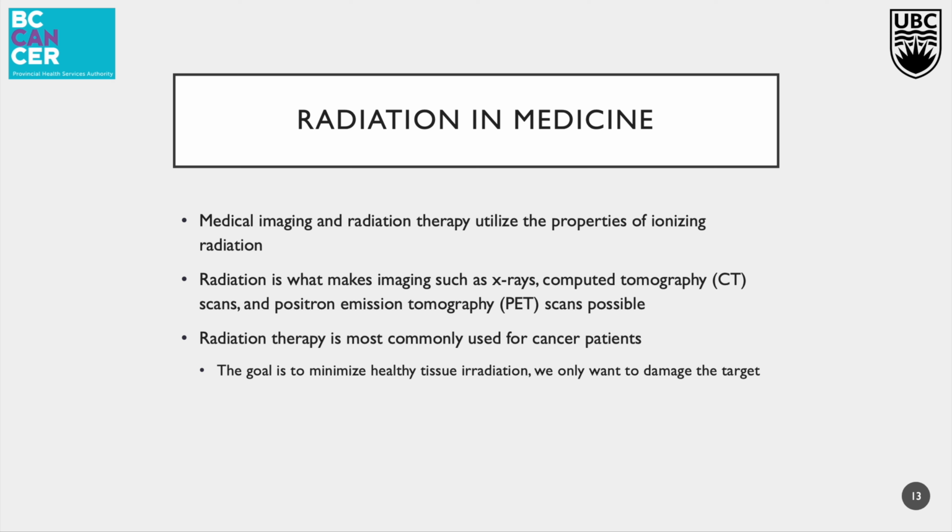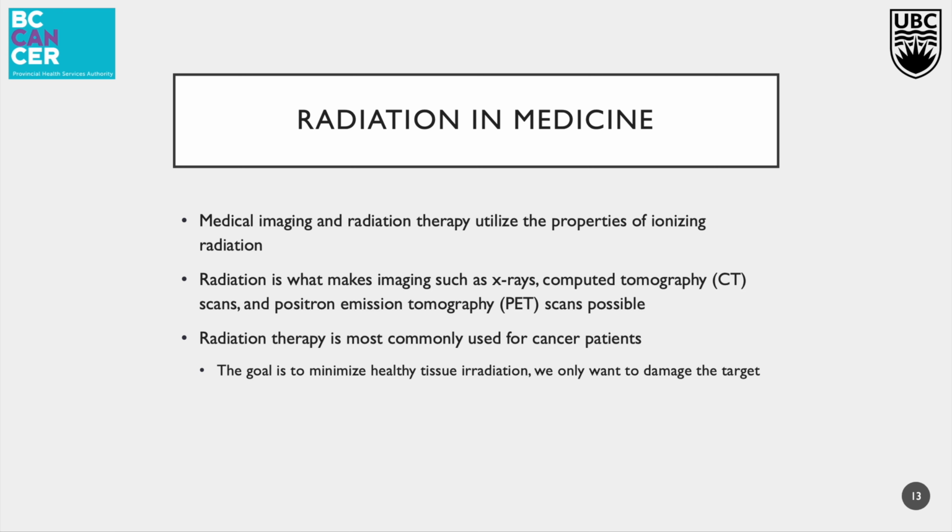So first, let's talk about the two major applications of radiation in medicine. Those are medical imaging and radiation therapy, both of which utilize the properties of ionizing radiation. So as a reminder, ionizing radiation is any type of radiation that has sufficient energy to ionize atoms or molecules it encounters by knocking out one or more of their electrons. Radiation is what makes imaging, such as X-rays, CT scans, and PET scans, possible. But the other application of radiation in medicine is the one we'll be focusing on more, and that's radiation therapy, which is most commonly used for cancer patients.